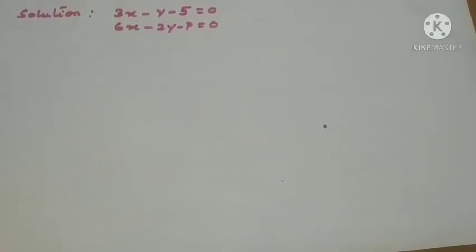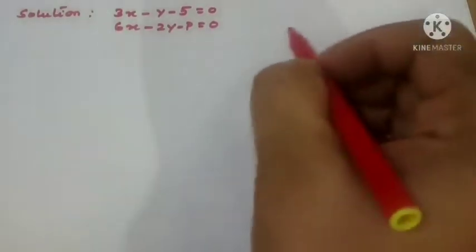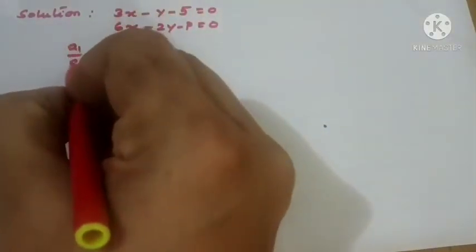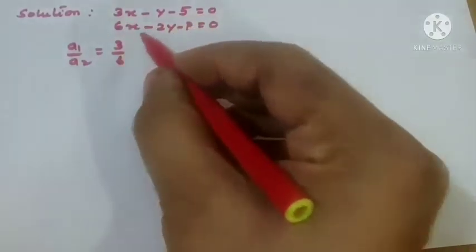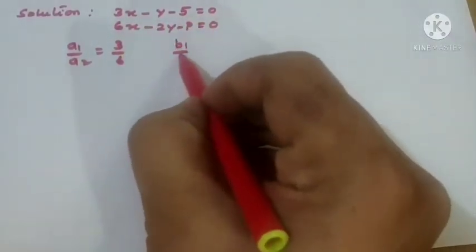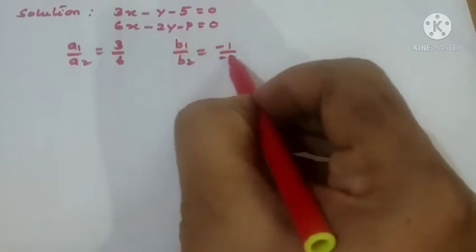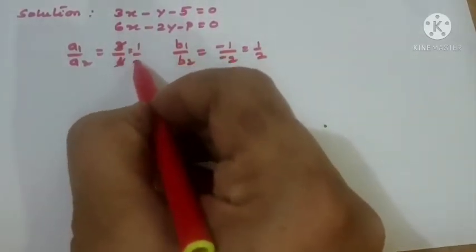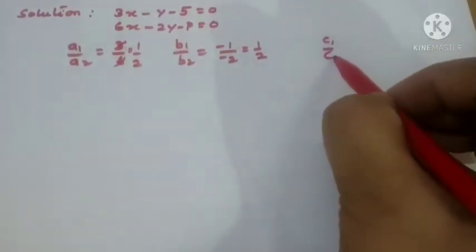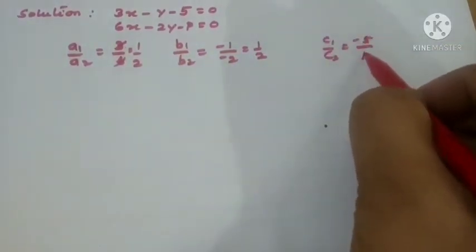So the equations are 3x minus y minus 5 equal to 0, 6x minus 2y minus p equal to 0. Already it is in the standard form. Now we have to compare the coefficients and take a1 by a2. So a1 by a2 equal to 3 by 6, the coefficient of x. Next, b1 by b2 equal to minus 1 by minus 2, that is 1 by 2 only. Next is c1 by c2 equal to minus 5 by p only.